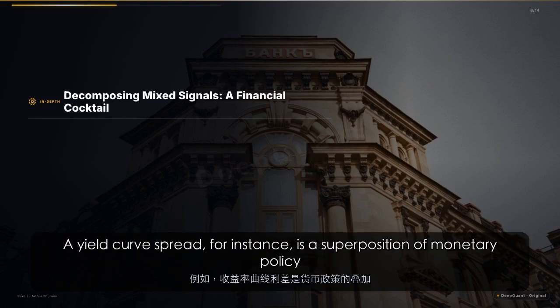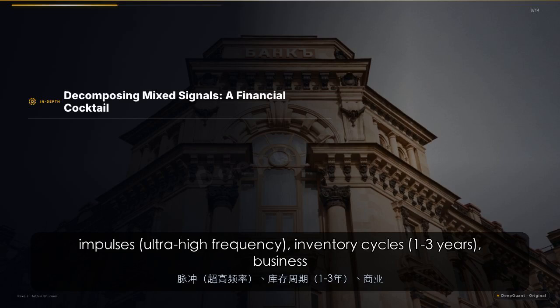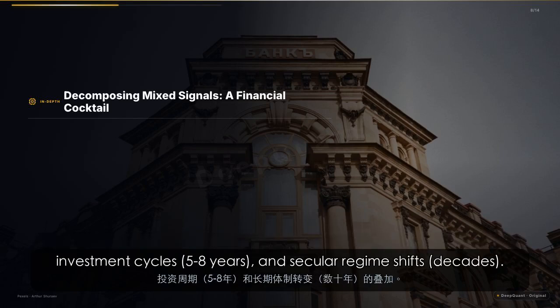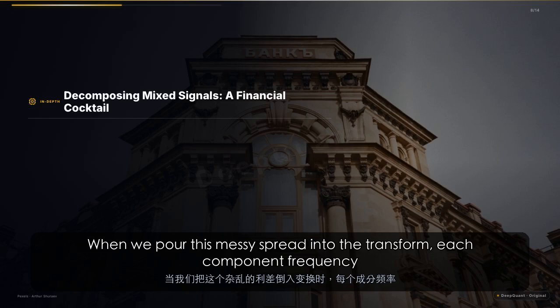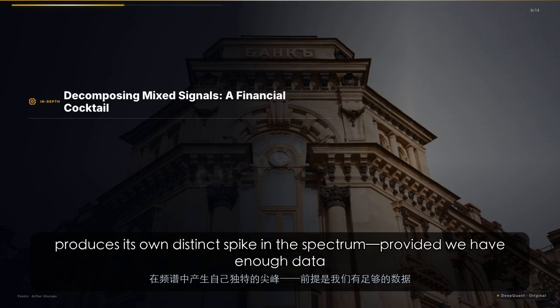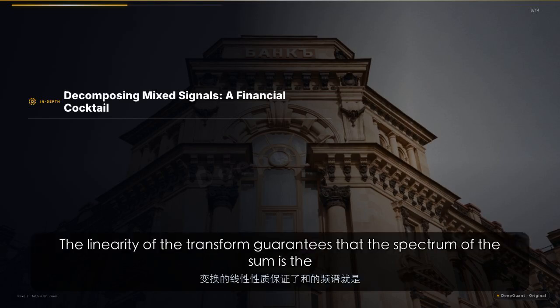A yield curve spread, for instance, is a superposition of monetary policy impulses (ultra-high frequency), inventory cycles (1 to 3 years), business investment cycles (5 to 8 years), and secular regime shifts (decades). The Fourier transform acts like a chemical centrifuge. When we pour this messy spread into the transform, each component frequency produces its own distinct spike in the spectrum, provided we have enough data to resolve it.